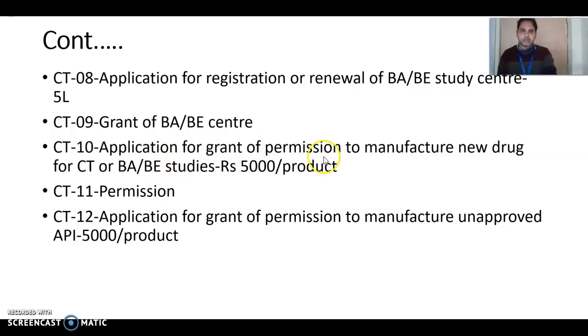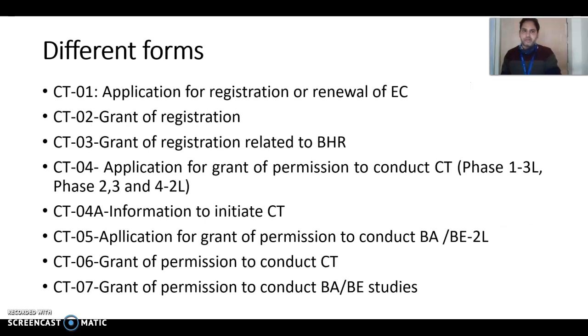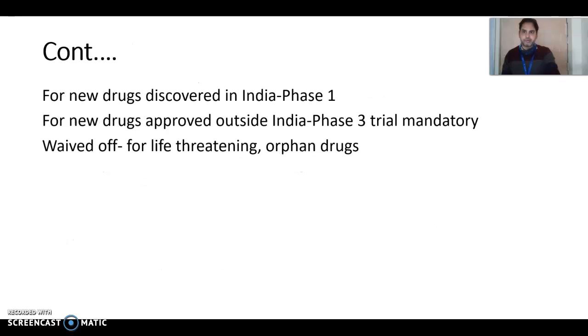CT10 is the application for grant of permission to manufacture a new drug for clinical trial or bioavailability or bioequivalence, and its fee is 5,000 per product. Permission you will get in CT11, and CT12 is the application to manufacture unapproved API, which is 5,000 per product. So these are the different forms as per the New Drugs and Clinical Trial Rules, used for specific purposes. You have to know how much fees you have to pay.